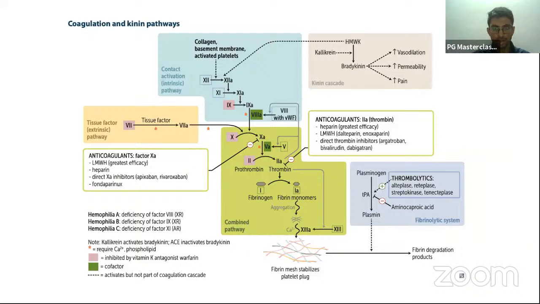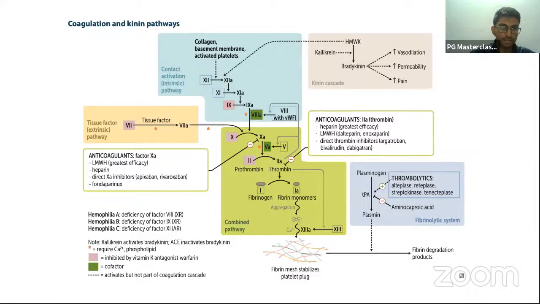Coming back to the coagulation pathway, I would like to discuss the various drugs which act on different pathways in the coagulation pathway. So let's talk about factor 10A and factor 2A. Both of them are basically in the common pathway of the coagulation factors. Both heparin and low molecular weight heparin act on it, but heparin has more efficacy over factor 2A rather than 10A. So anticoagulants which inhibit factor 2A are heparin, low molecular weight heparin, which includes enoxaparin and dalteparin, and direct thrombin inhibitors, which are the novel anticoagulants, namely argatroban, bivalirudin, and dabigatran.